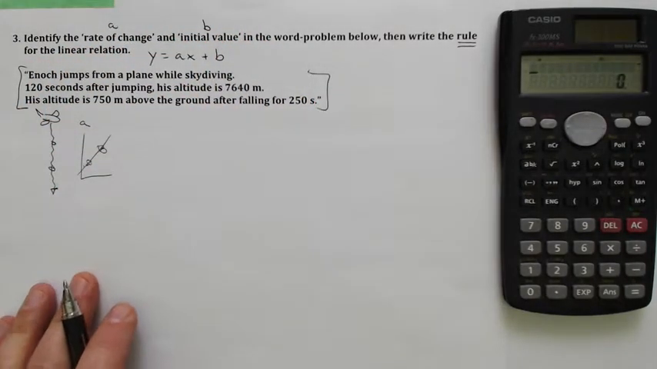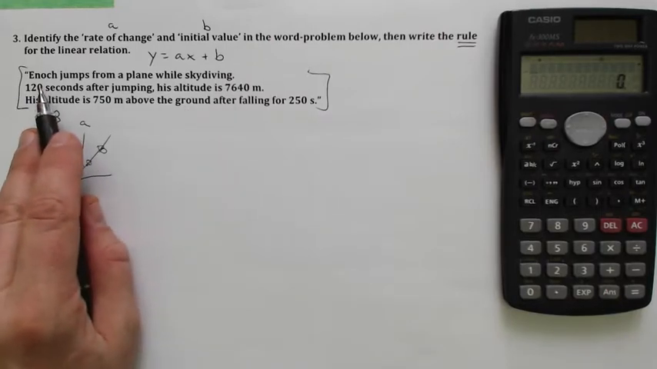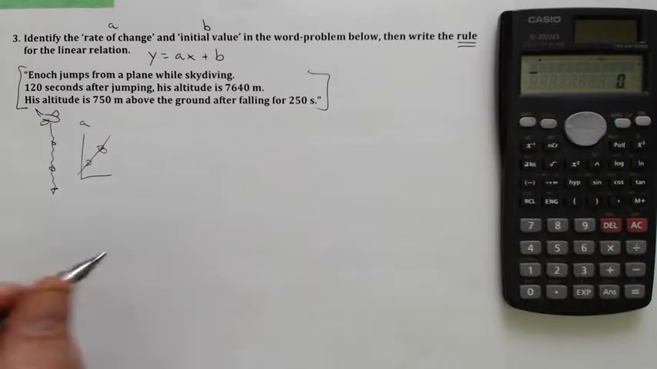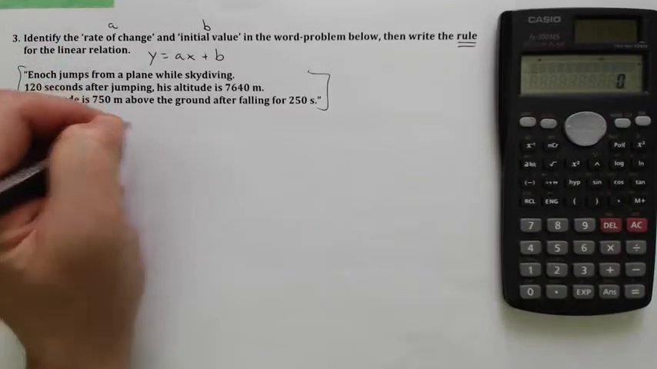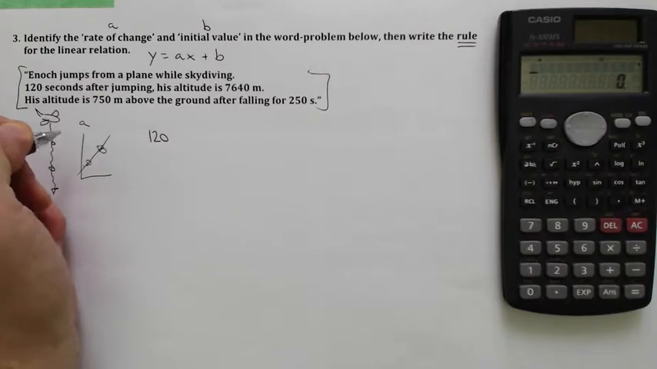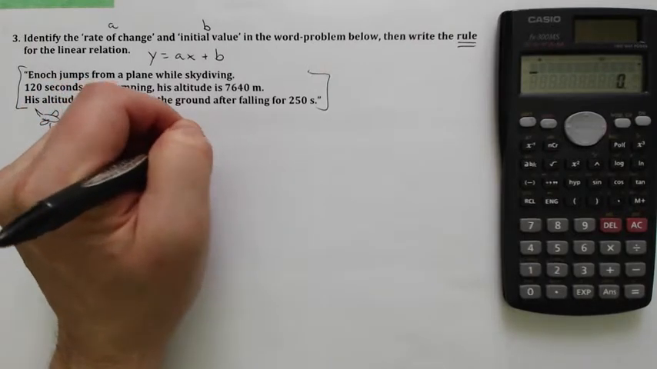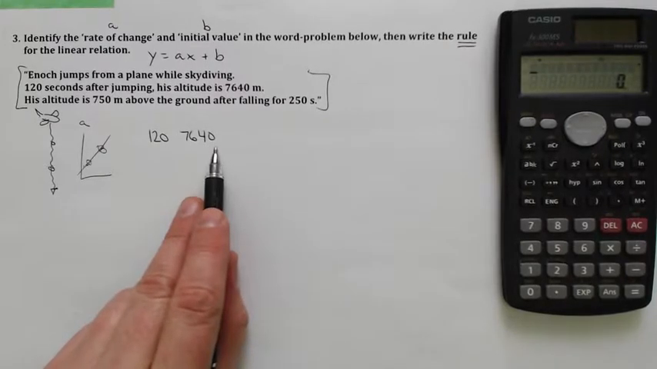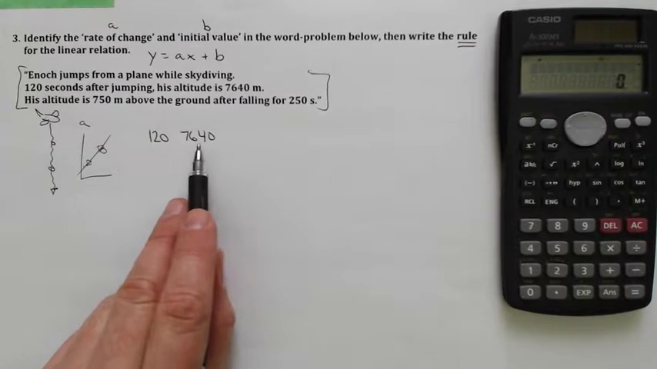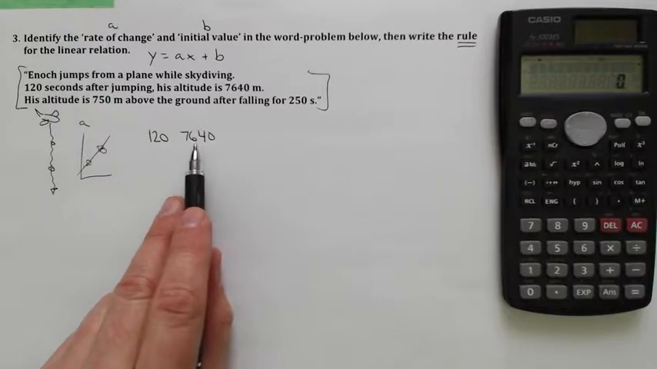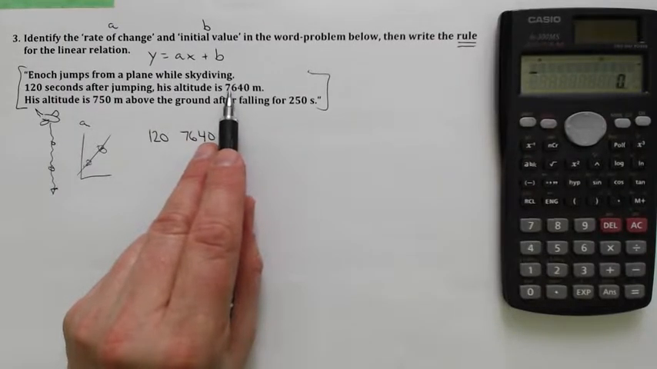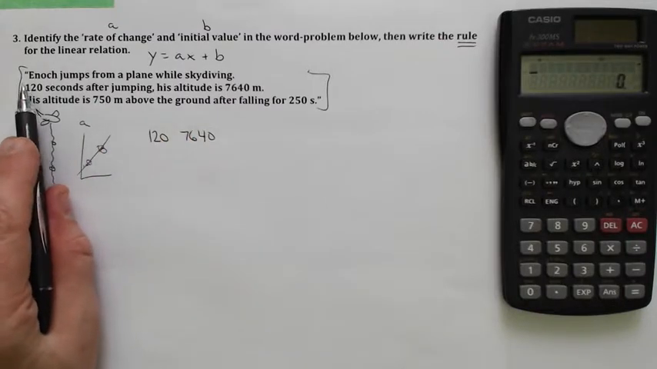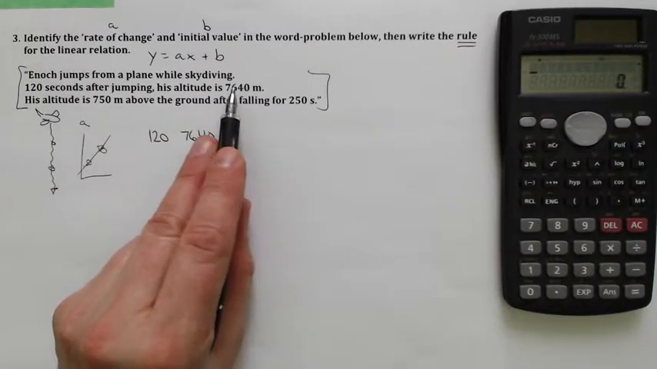If you watch carefully, you'll notice that this first sentence says he's falling for 120 seconds, and his height is 7640 in terms of meters. So at 120 seconds, his height is 7640. Now the question is, which one's an x and which one's a y? Well, you have to think about which one is dependent. Remember that the dependent is always the y. His height, his altitude, depends on how far he falls. This one is the dependent.